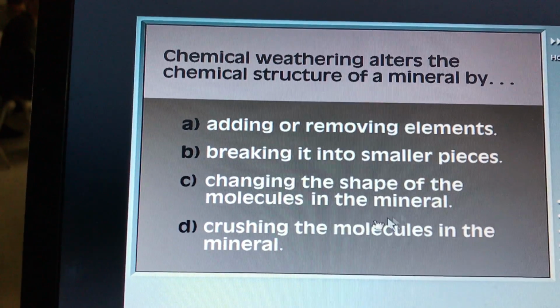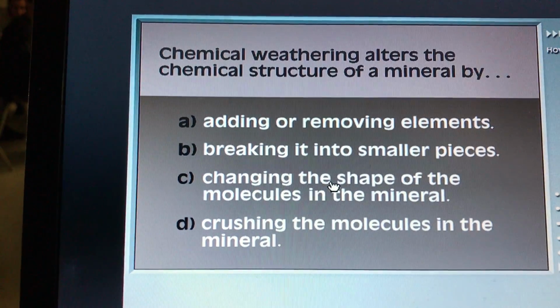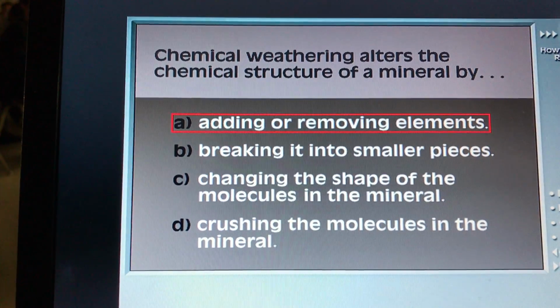Which one do you guys think it is? You think C? A? Who thinks it's A?